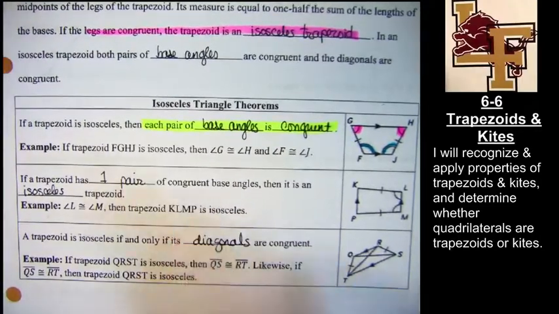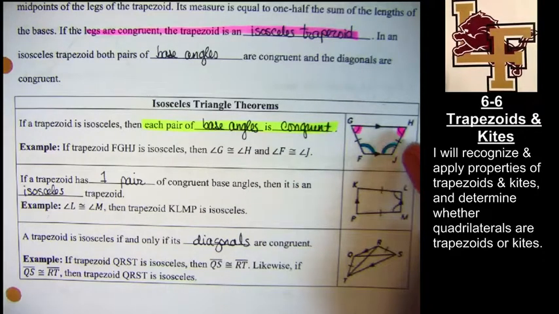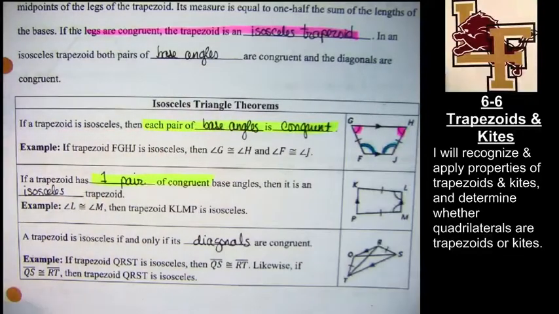Now, if we're checking IDs at the door, our bouncer not only is going to be instructed to look for congruent base angles, but he wants to take a shortcut because there's a line down the block, right? So he's got to go through these IDs really fast. And so instead of checking both pairs of base angles, he's only going to check one. If one pair of base angles are congruent, he's going to say, you're an isosceles trapezoid? Come on into the party. Okay?